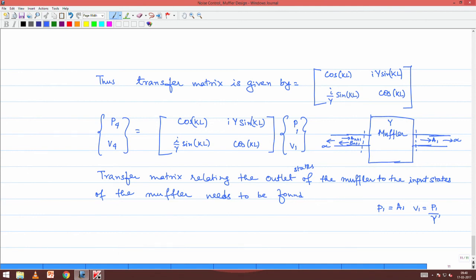Remember what is the expression for y? y is given by C by S, and S is the area. So, y corresponding to this is C by S 2, and y prime will be C by S 1. As S 1 is not equal to S 2, y and y prime are not the same. So, P 1 is equal to A 1 and V 1 is equal to P 1 by y prime. So, this is what happens at the inlet side.